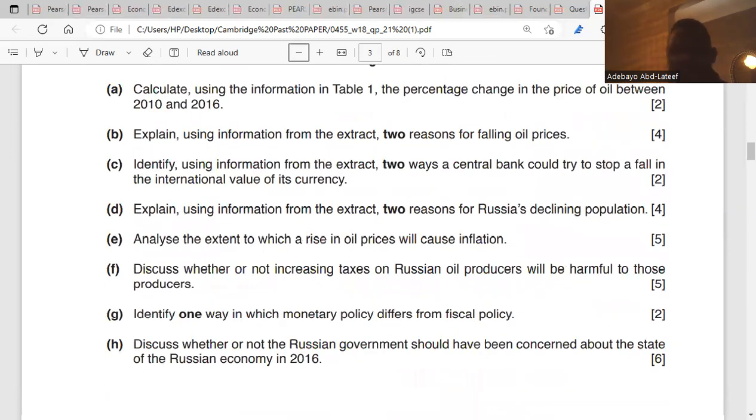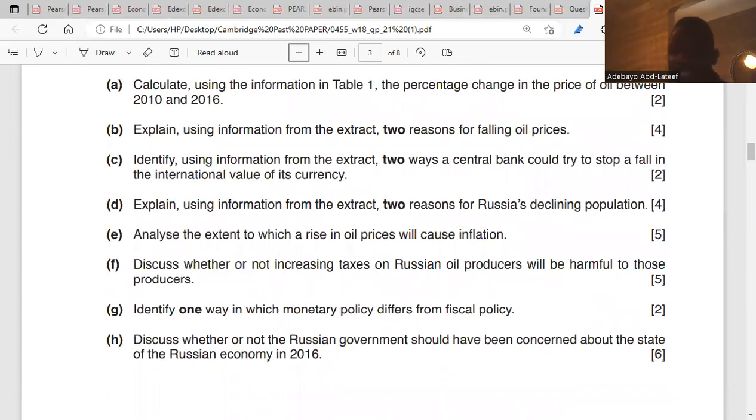It said, explain using information from the extract two reasons for Russia's declining population. Population can decline through natural cause, which is either death rate or birth rate. So the population can increase or decrease through natural cause, which is either death rate or birth rate. And it can also be through migration, which can be immigration or emigration. I think you're clear, right?